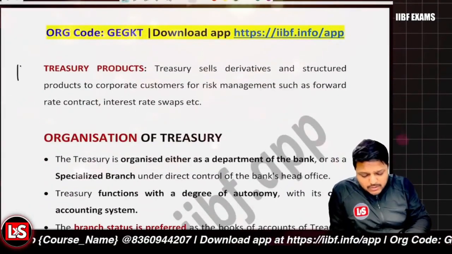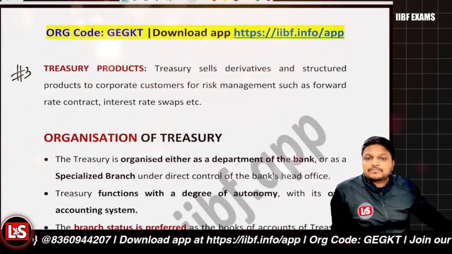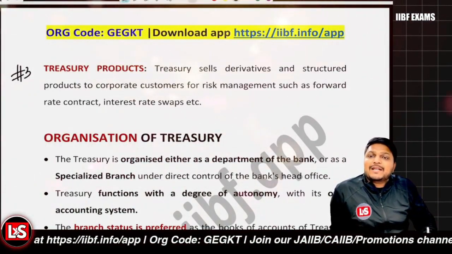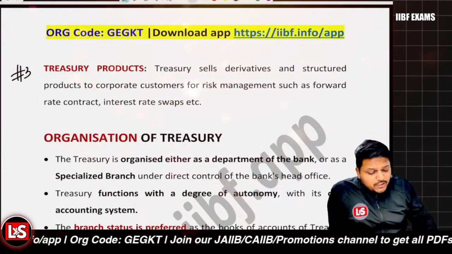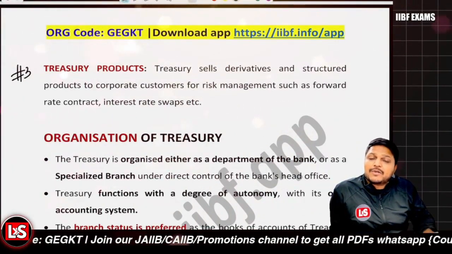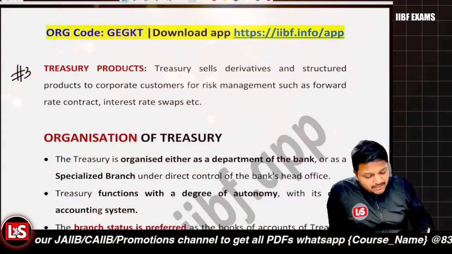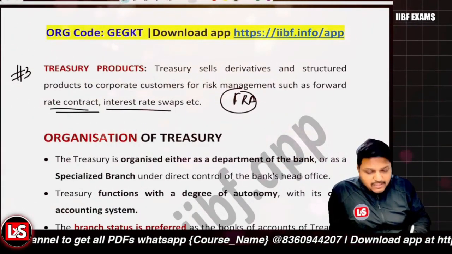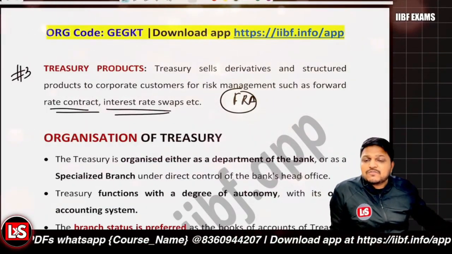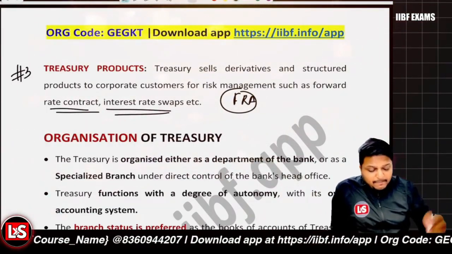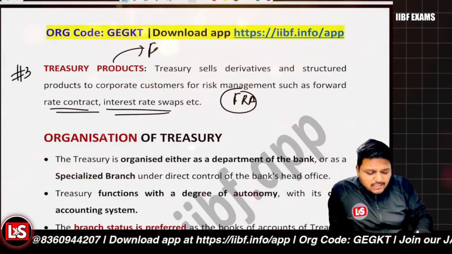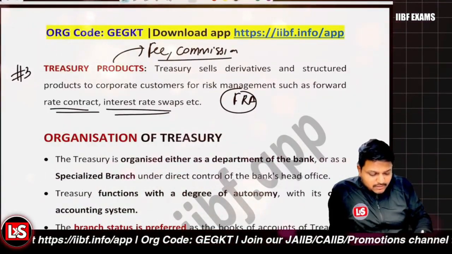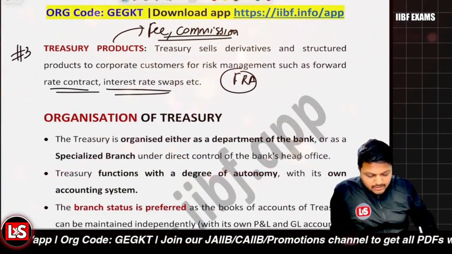The third one is about the treasury products. The treasury products which are given to the corporate customers are going to help the corporate customers hedge their interest rate risk or currency risk. Now these could be the FRA, the forward rate agreement, or forward contracts, or interest rate swaps, or currency forwards, or options which are offered to the corporates, and the banks are going to earn fee based income, or commission, upon it. Clear with it?